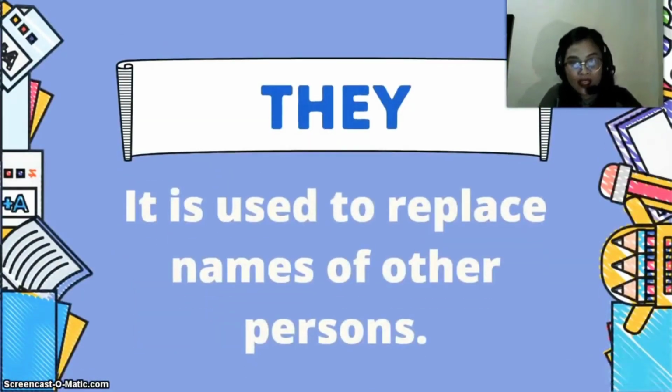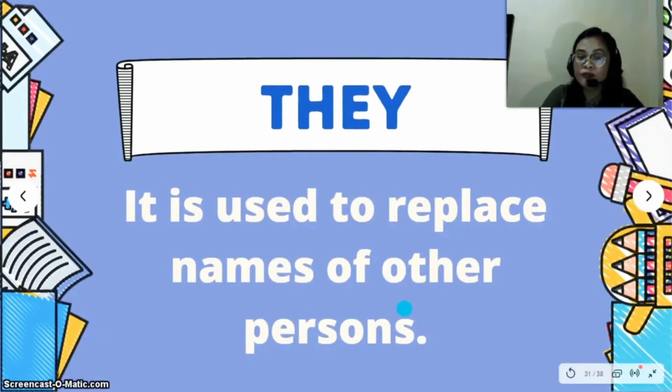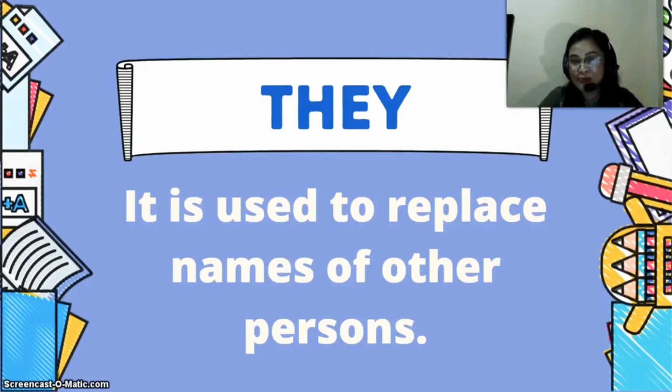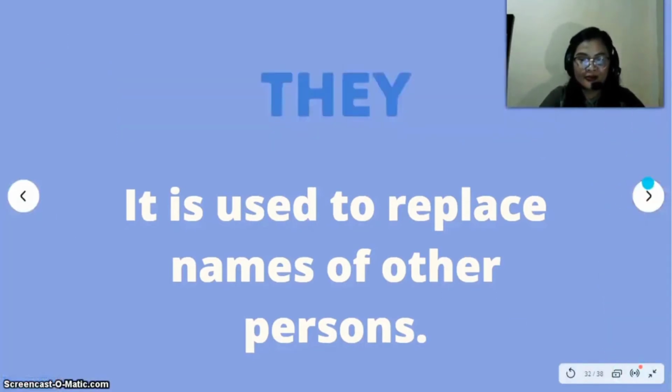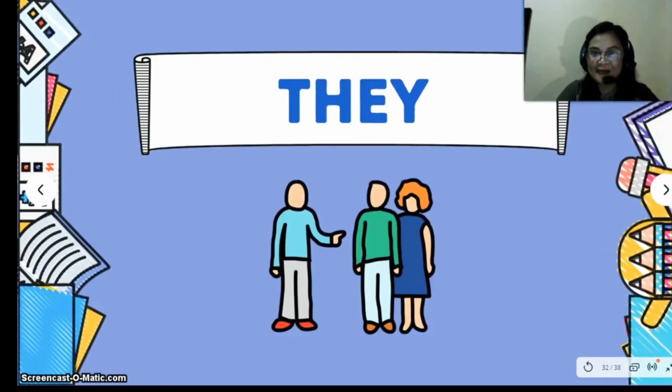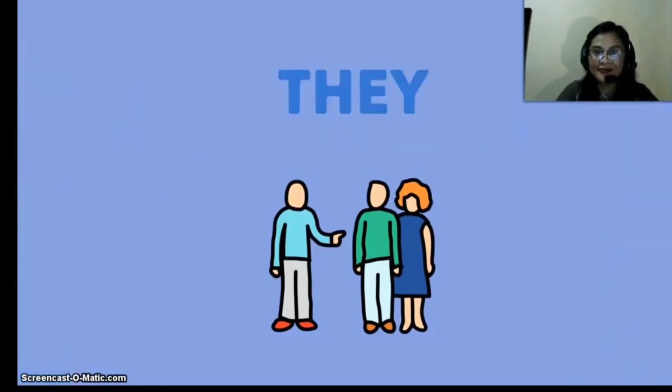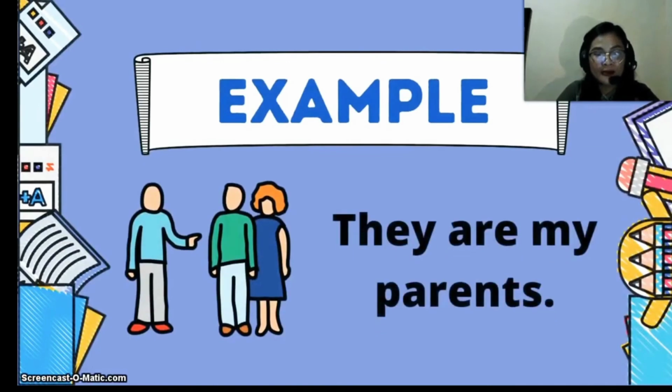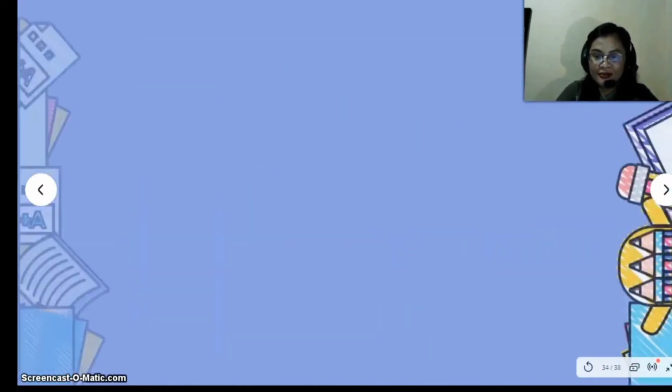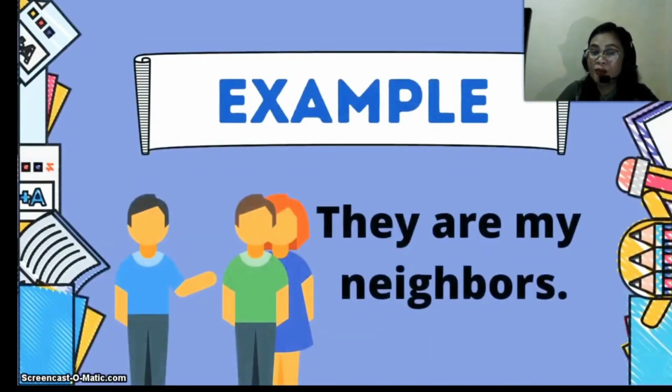Now, when do we use they? We are going to use they to replace names of other persons. For this one, you are talking about two or more persons, but it doesn't include the speaker. For example, take a look at the picture. They are my parents. The speaker is not included. They are my neighbors.